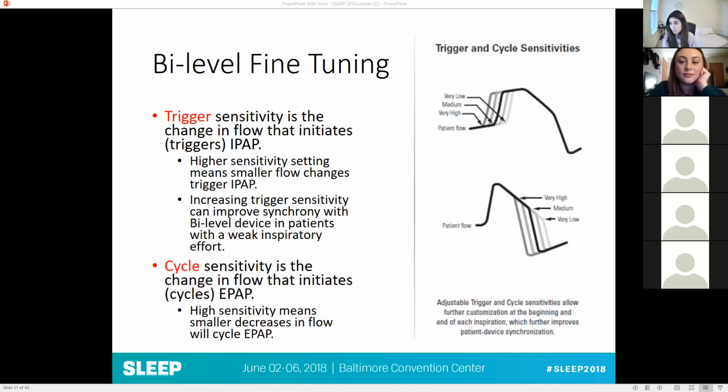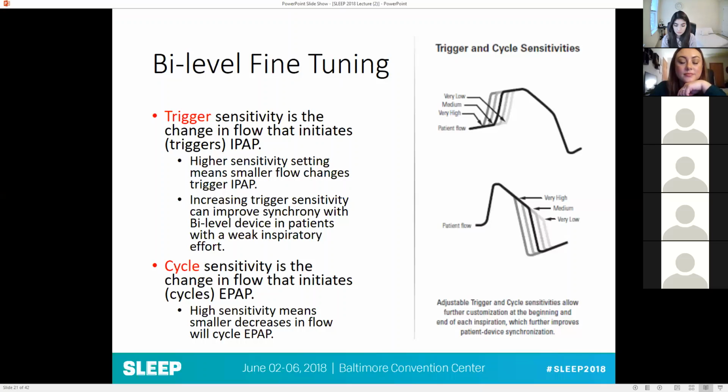A lot of times in our neuromuscular patients, ALS patients, they can't generate a lot of flow. A lot of our end-stage COPD patients have the same problem where they just can't take a big, deep enough breath to actually trigger one of these machines to deliver the respiratory support. So we might have to make the trigger sensitivity a little higher or more sensitive so they can generate flow.